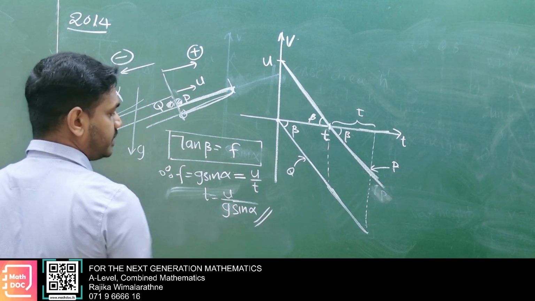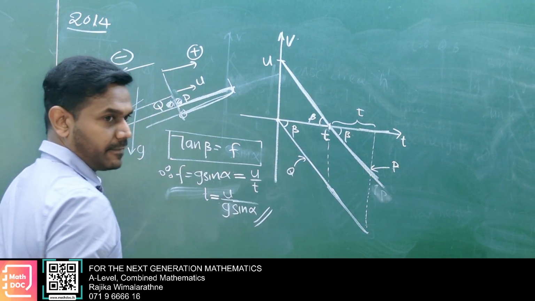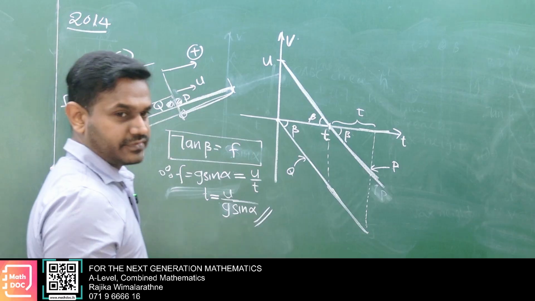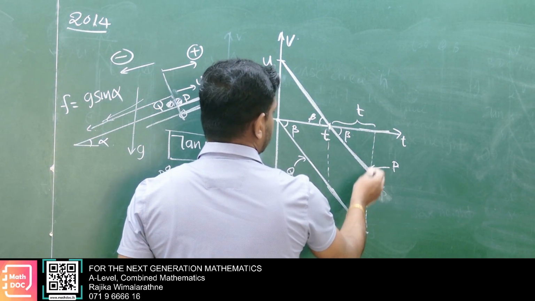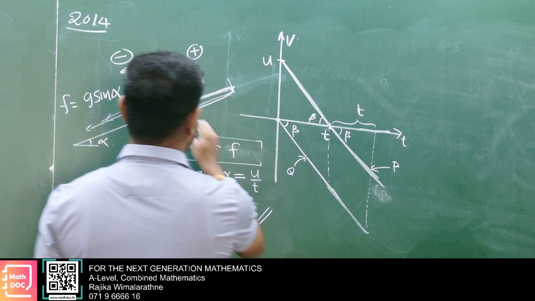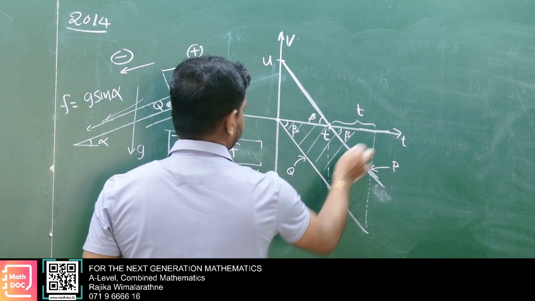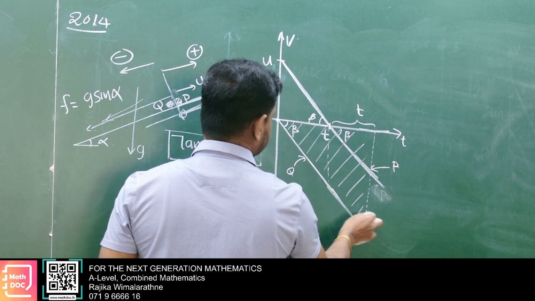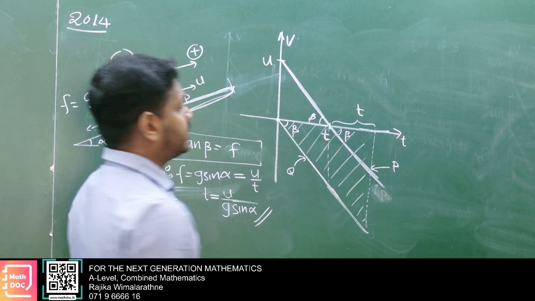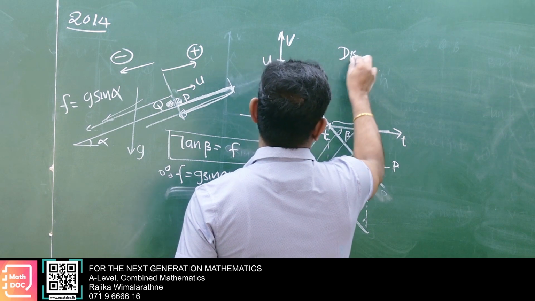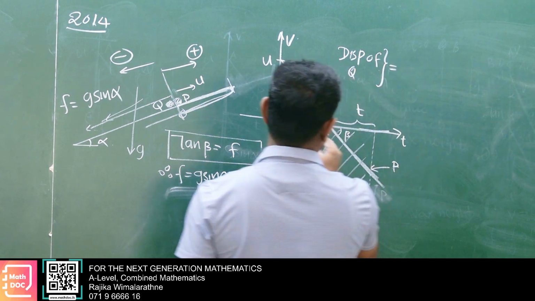Here is the time to reach maximum displacement along the plane. Then we have twice that time, no? We have twice that time. Now we need to find the displacement of Q. The displacement of Q is given by this shaded area, no? Here, the shaded area is the displacement of Q. Therefore, for the displacement of Q, you take the shaded area.